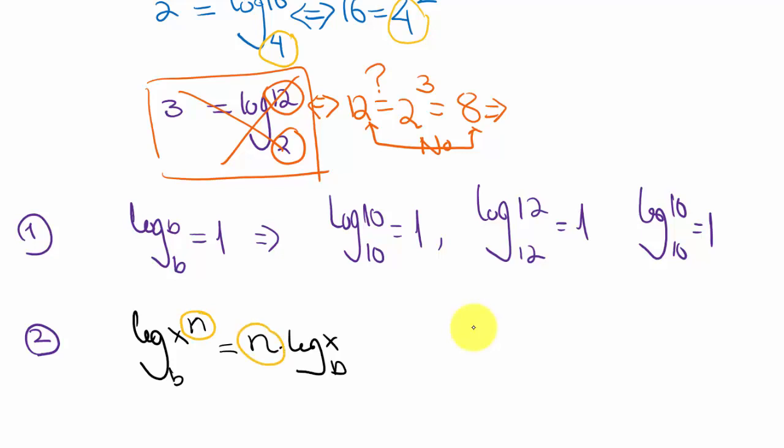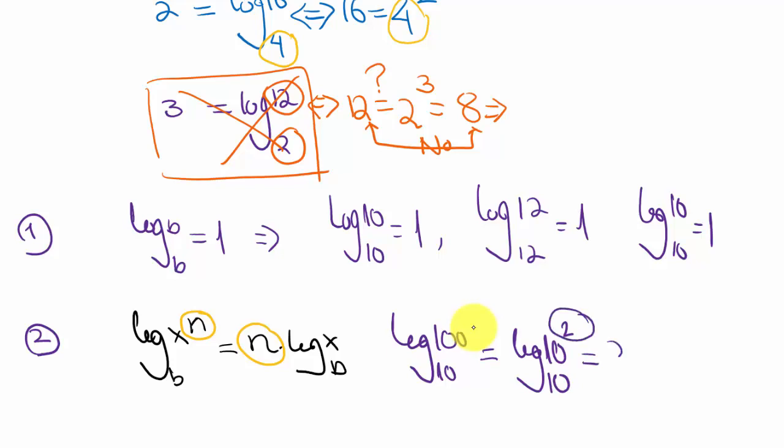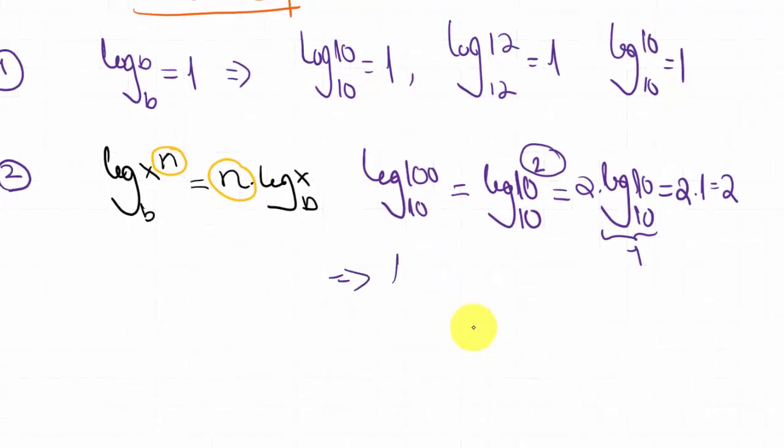For instance, if you have the logarithm of 100 in the base of 10, what you can do is write 100 as 10 squared, the base remaining the same. Now using the second property, we can move this 2 to the front. It becomes 2 times log of 10 in the base of 10. Now you know from the first property that this is 1, so 2 times 1 is equal to 2. Hence, the log base 10 of 100 is equal to 2.